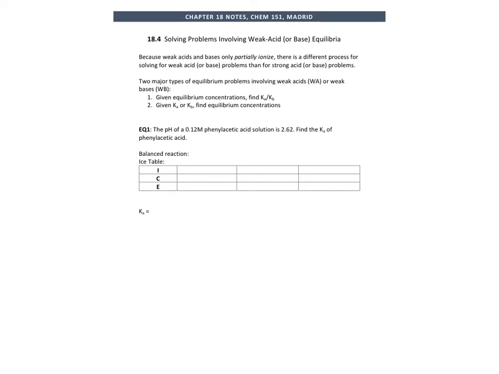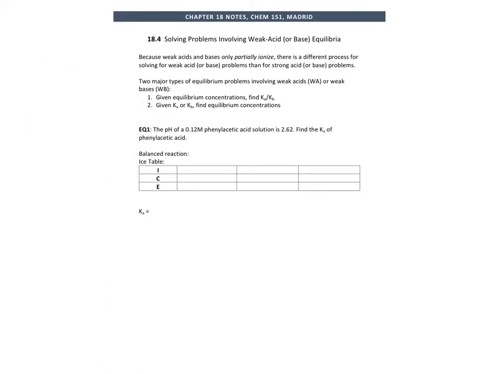So our goal today is starting to solve these problems involving weak acids and bases. Because weak acids and bases only partially ionize, remember, there is a different process for solving weak acid problems and weak base problems, such as a question that could be asking for pH. So if I ask for the pH of a solution that contains a weak acid, I can't just use this equation, pH is equal to negative log of hydronium concentration, and just pop in the concentration of the weak acid. It doesn't work that way. So we're going to have to use a different method to do so.